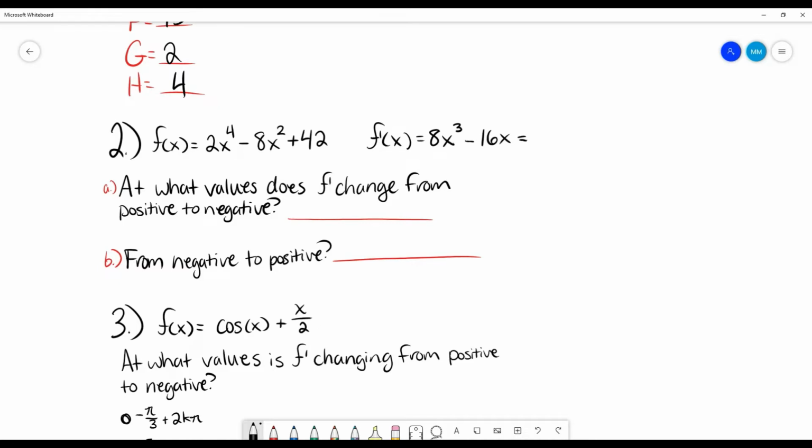So I'm going to go ahead and factor this out really quick. So it's going to be an 8x times x squared minus 2. Okay, and that's going to equal 0 when, well, I know it's going to equal 0 whenever x equals 0. And I see that an x squared minus 2 is in there. So I'll set that equal to 0. So x squared equals 2. So x equals plus or minus square root of 2. So these are our critical points.